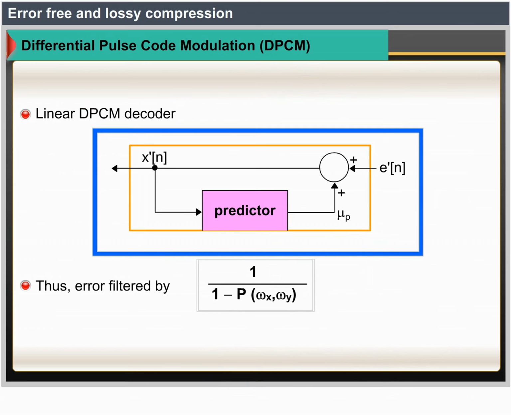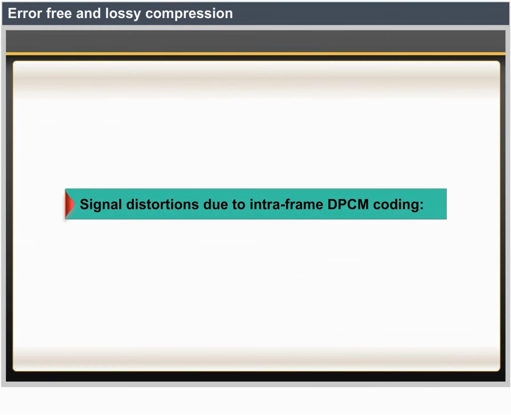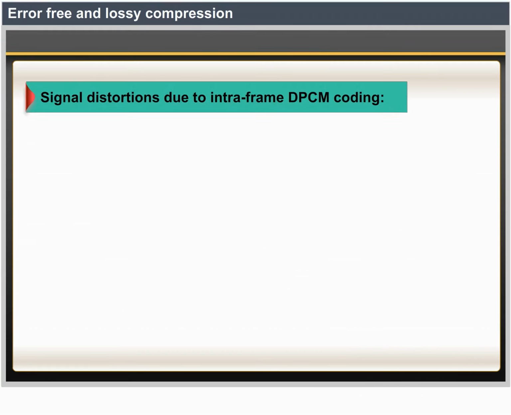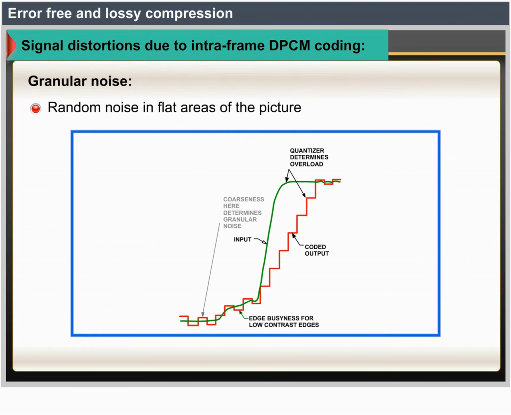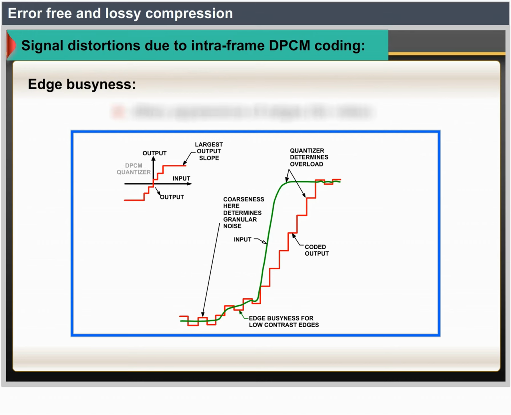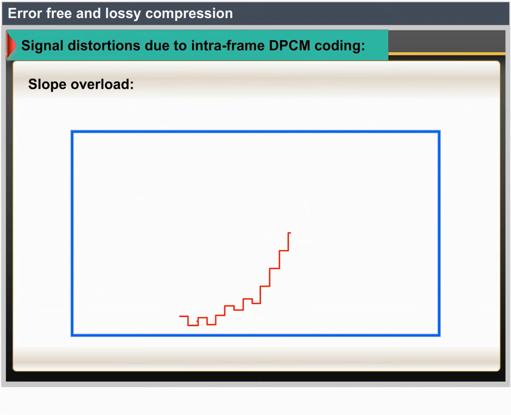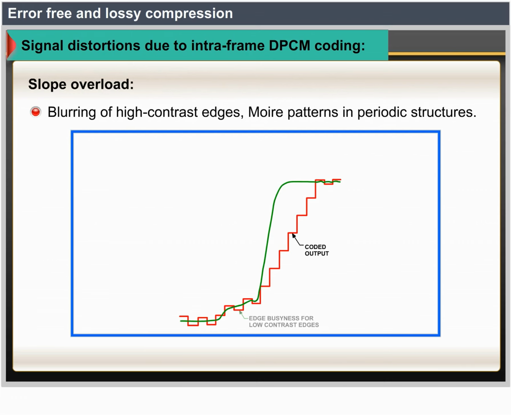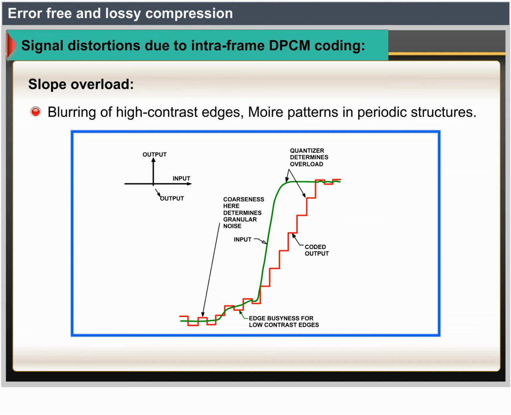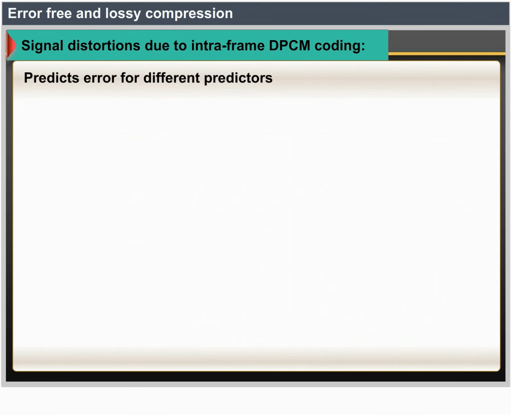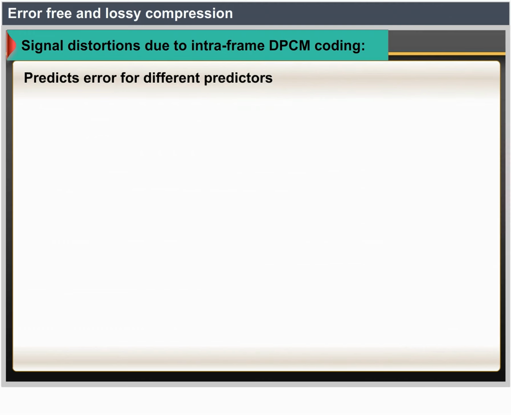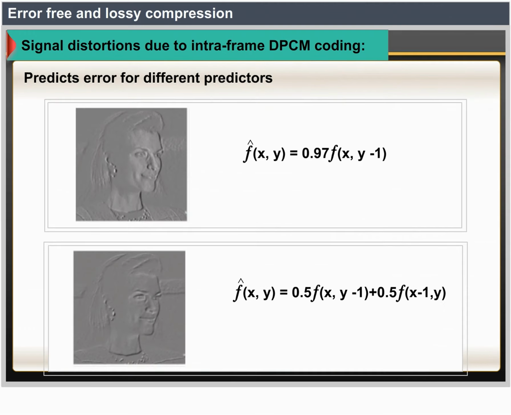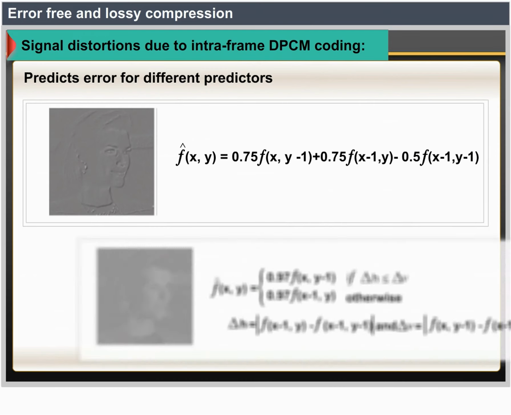Signal distortions due to intra-frame DPCM coding. Granular noise: random noise in flat areas of the picture. Edge busyness: jittery appearance of edges for video. Slope overload: blur of high contrast edges, Moire pattern in periodic structure. Prediction error for different prediction, followed by a 512 by 512 bit monochrome image. The prediction error equations can now be seen. This is also shown for different prediction errors.